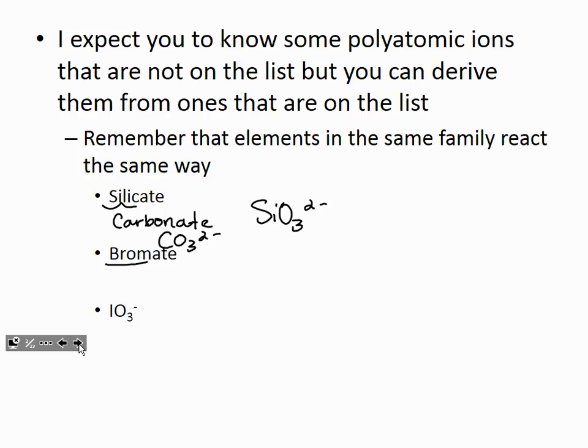Bromine's in the same family as chlorine, and you have the ion on your paper chlorate, so I would expect you to know that bromate is BrO3-. And then I would expect you to be able to look at a formula IO3- and know that that is the iodate ion.